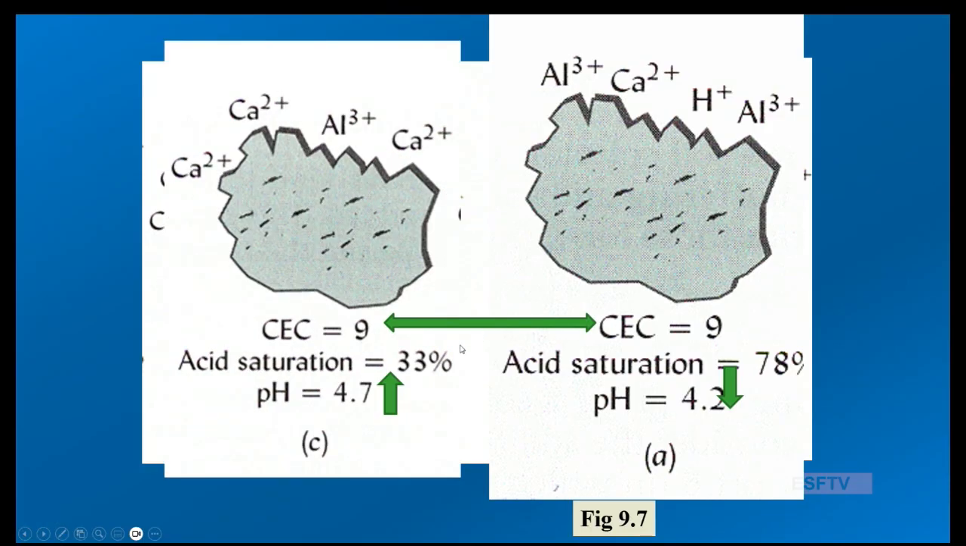Here's CEC of 9, and we'll do the same thing. We have acid saturation of 33 versus 78. Higher acid saturation, lower pH. Driven by acid saturation, not really driven by CEC.